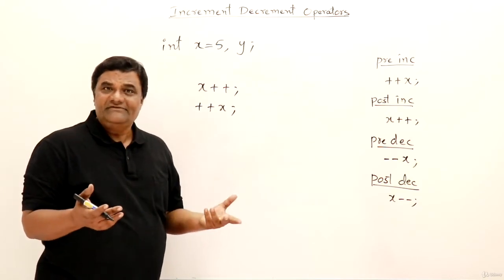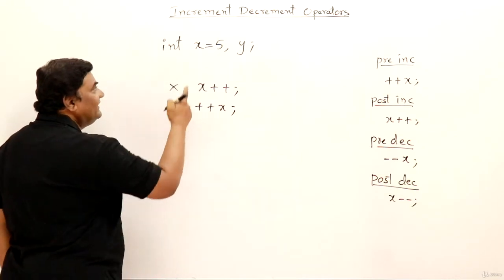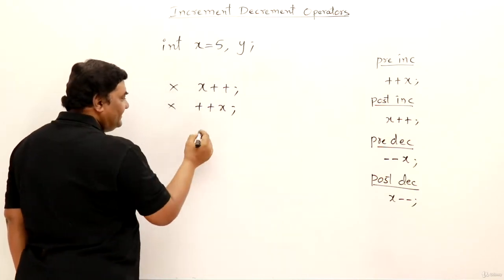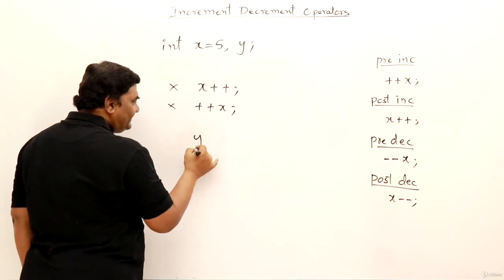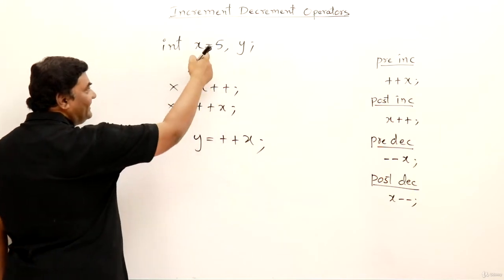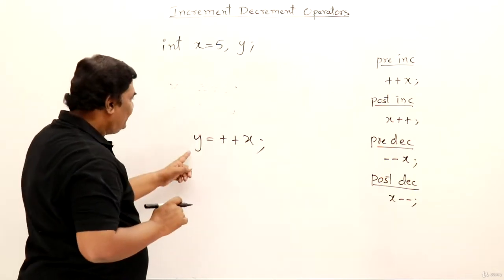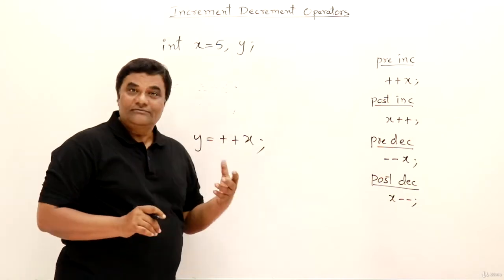Then what is the difference between pre and post? So let us see. Just remove this. Think these are not there. Now again, x is 5. So if I say y assign with plus plus x, right now x is 5. Okay, assume these are not there. I'll remove them. So y assign plus plus x means what?